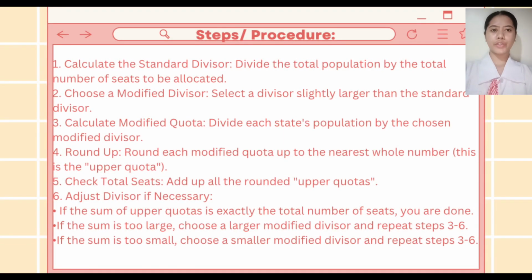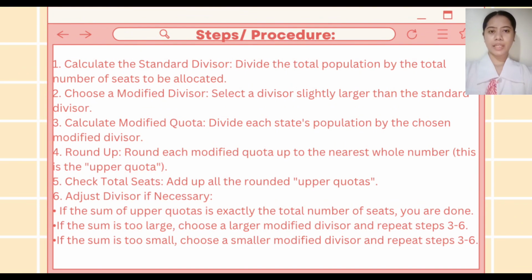Adams' method used for apportionment involves calculating a modified divisor and then dividing each state's population by that divisor, rounding up to the nearest whole number to determine the number of seats each state receives. The key step is adjusting the divisor until the total number of allocated seats matches the required total number of seats, favoring smaller states by always rounding up.